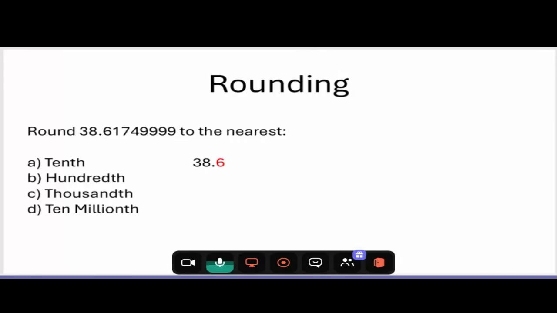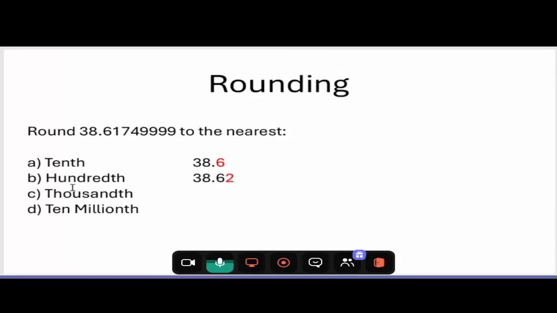Let's round to the nearest hundredth. Where is the hundredths? It's the 1 right there. We are going to use the next digit after the 1 in blue to help us round and ignore everything else. 7 says that we round up, so that 1 becomes a 2, and everything after the 2 that we rounded becomes a 0. But we don't need trailing zeros after the decimal, so we just write 38.62.